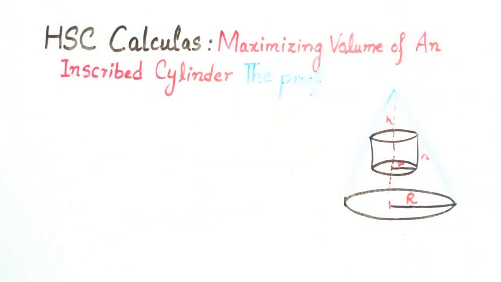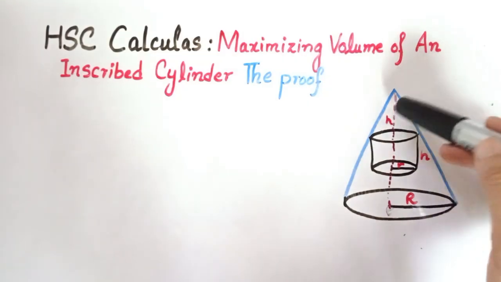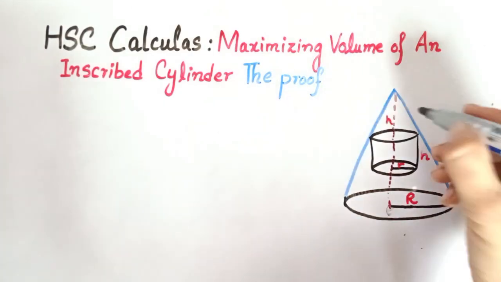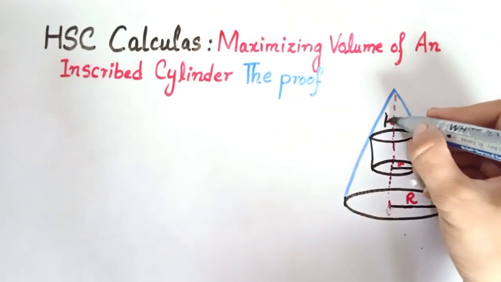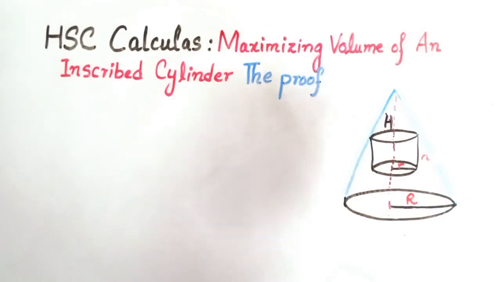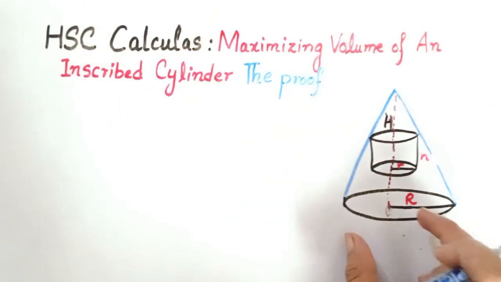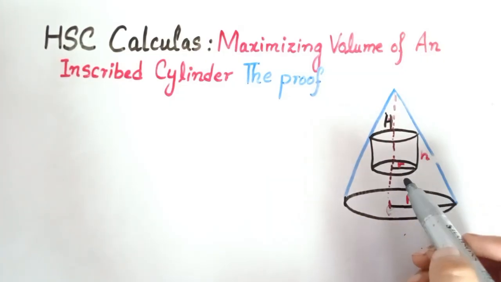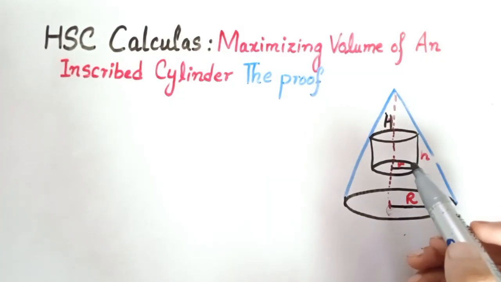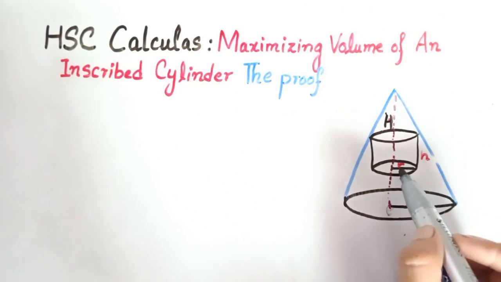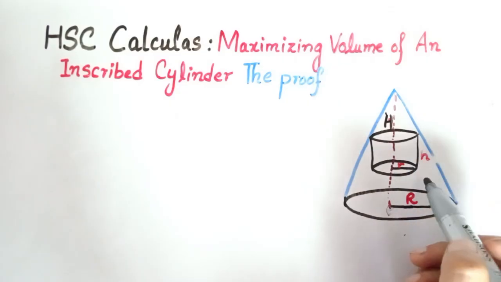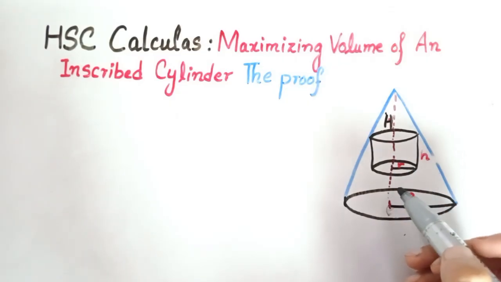First of all, you can see here is a cone, an inverted triangle representing a cone of fixed height capital H and a fixed base radius capital R. Inside it, a rectangle represents a cylinder with variable radius small r and variable height small h. Let's look at your layout.